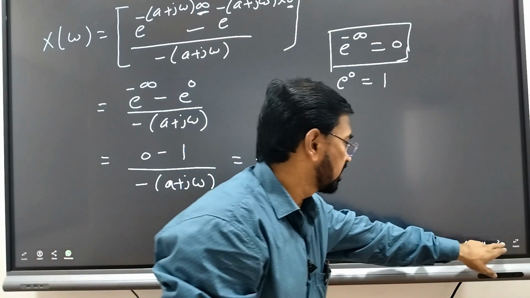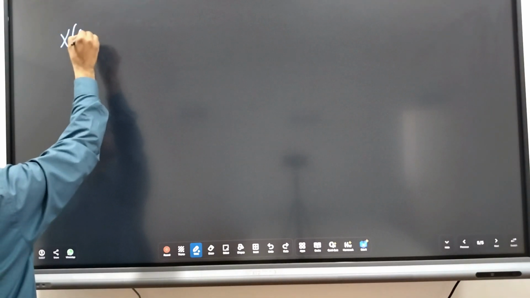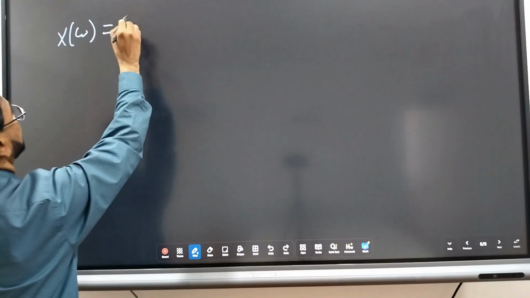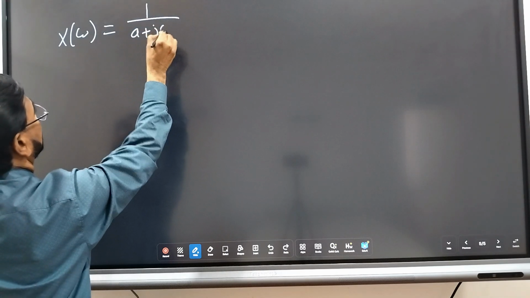Okay. We'll go to the next page, and here finally we have calculated x of omega equal to 1 divided by a plus j omega.